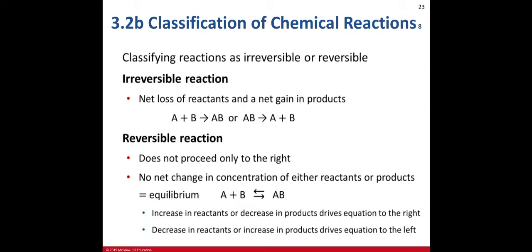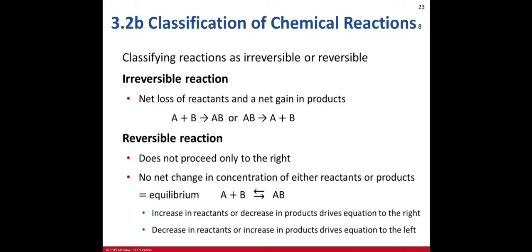Lastly, we can classify chemical reactions as being reversible or irreversible. So, irreversible reactions, we are going to lose the reactants and gain products. So, we've got A plus B making AB. We use up A and B, and they're done. At the same time, you could have a reaction that is AB, and then we make A plus B. But when we use up all the AB, we have A plus B and it's done. We cannot go back and forth.